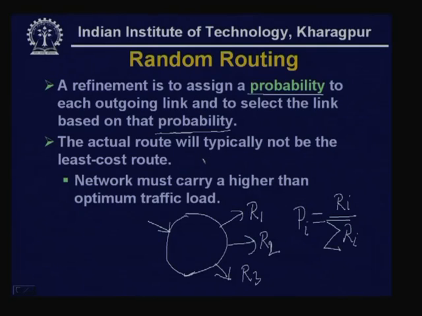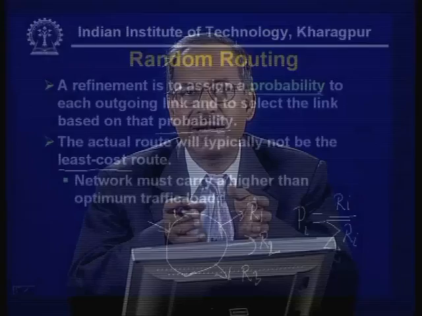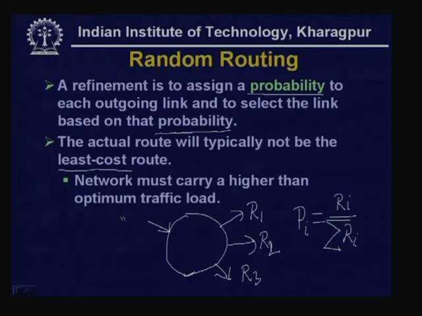The actual route will typically not be the least cost route. Whenever you do it in this manner, you cannot guarantee that the route chosen is the least cost route, because we are not considering the cost of different routes in a systematic manner. As a consequence, the transmission of packets will not go through the least cost path, and the load on the network will be higher than the optimum traffic load.